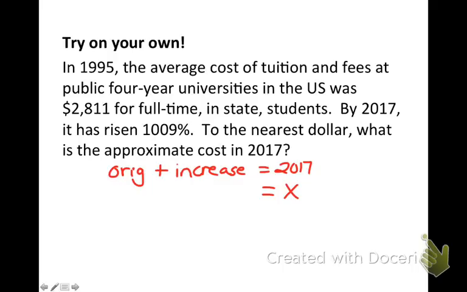My original is how much money? 2,811 plus what's going to be the expression for the increase? Would it be 2,811 multiplied by 10.09? Yeah, 2,811 times 10.09 is going to be equal to X, and that's just calculator work right there. So I would just put that in, nice big string in my calculator, 2,811 plus 2,811 times 10.09. What's our average cost now?